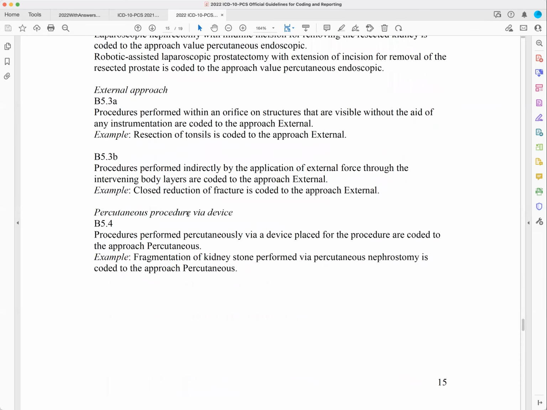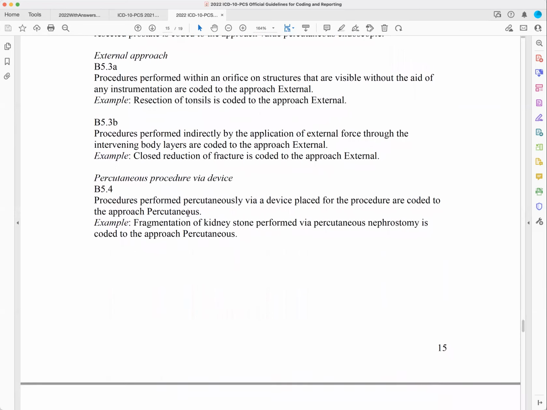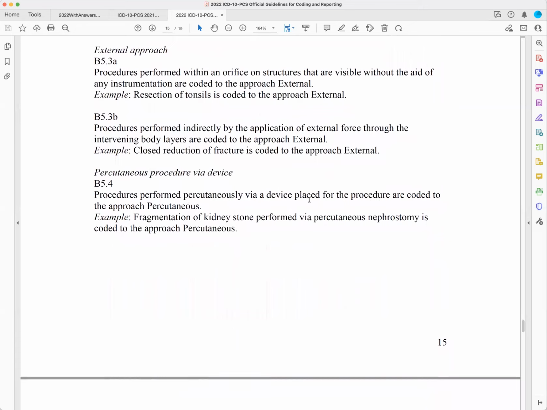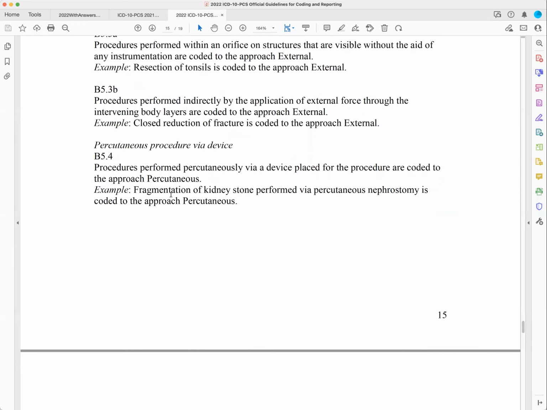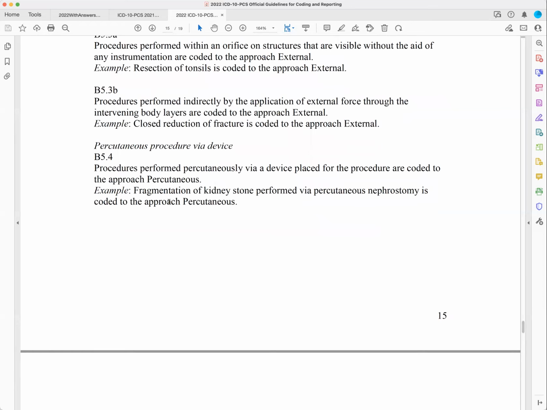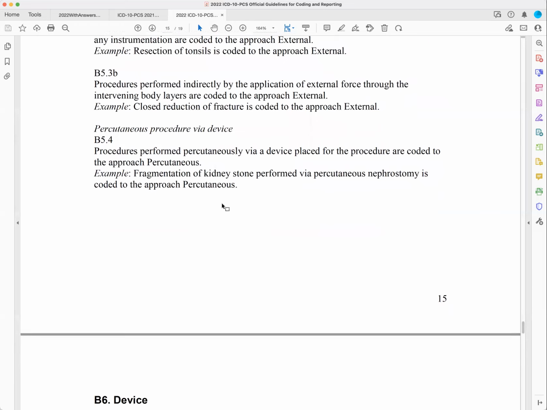Percutaneous procedures via a device. Procedures performed percutaneously via a device placed for the procedure are coded to the percutaneous approach. So fragmentation of kidney stone performed via percutaneous nephrostomy is coded to the approach percutaneous.